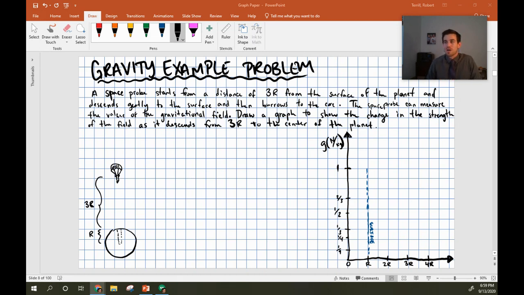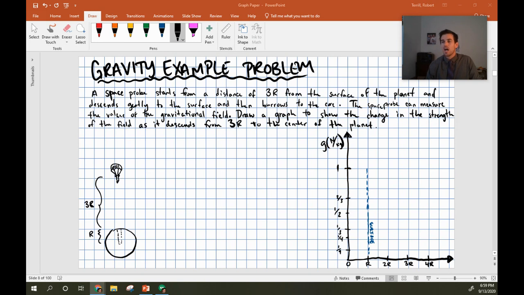We have this probe that we're sending down towards the surface of a planet, and it's starting 3 radii away from the surface, which means really it's 4 radii from the center. As it goes down, it's measuring the strength of the gravitational field. I even fitted it with this magical drill that lets it drill down to the center of the planet without any problems, continuing to take measurements of the gravitational field strength as it descends. So our mission is to draw the graph that will represent how the strength of the field is going to change as it approaches.